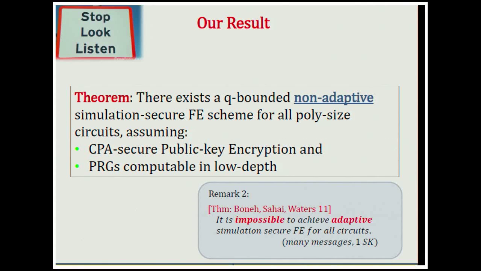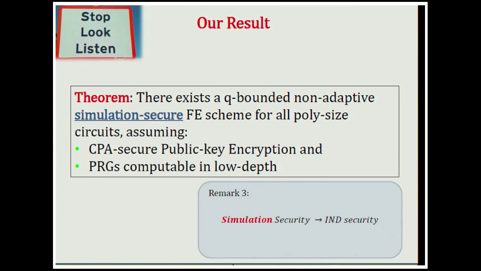That is, the adversary can ask for the secret keys only before seeing the challenge ciphertext. Well, again, there is a result by BSW that shows that for adaptive simulation secure function encryption, it's impossible to achieve for all circuits. And finally, let me just mention that simulation security is the stronger of the two for function encryption. In particular, it implies indistinguishability-based security.